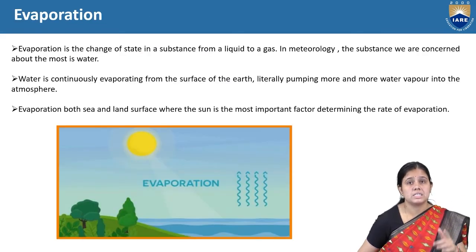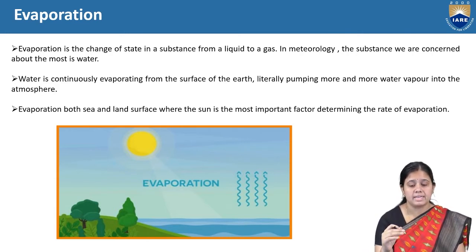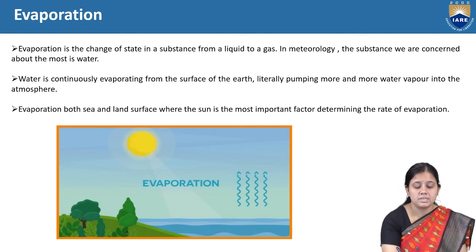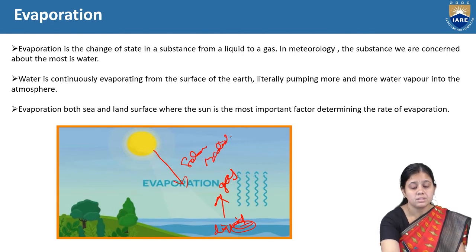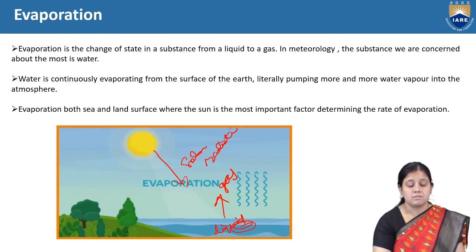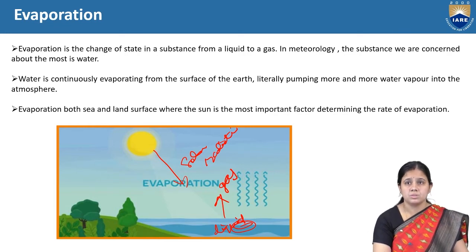So first we will discuss evaporation. Evaporation is the change of state of a substance from a liquid to a gas. Water is getting converted from liquid to gas with the help of solar radiation. This is called evaporation. Evaporation is the change of state of a substance from liquid to gas.